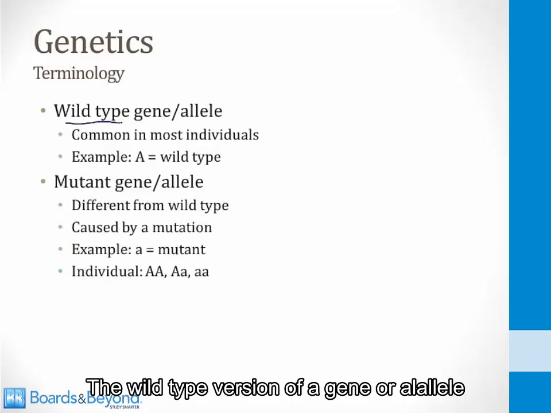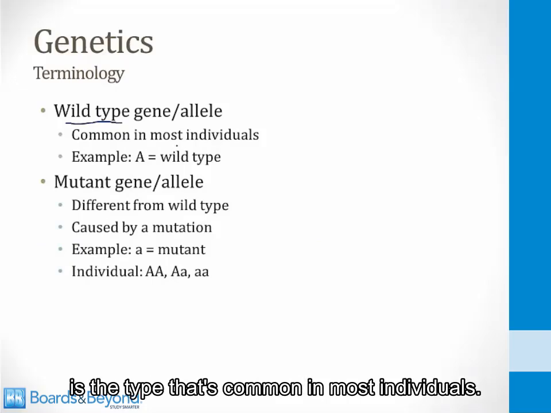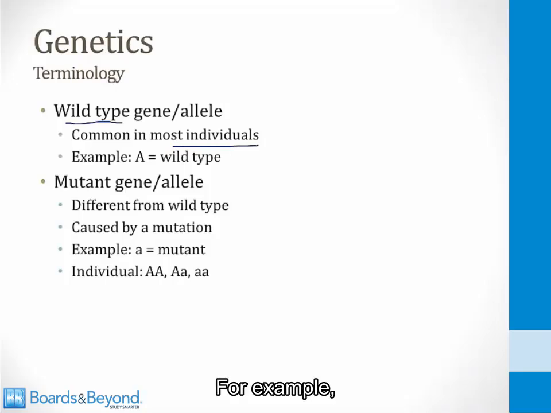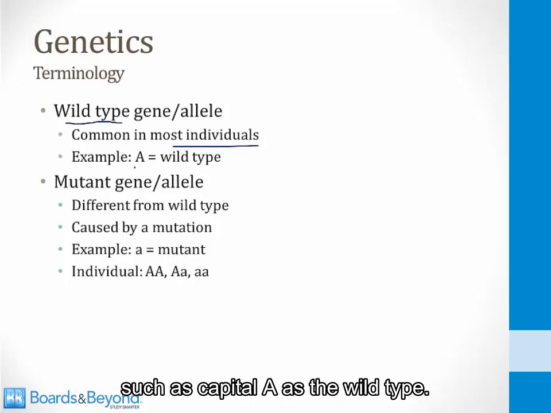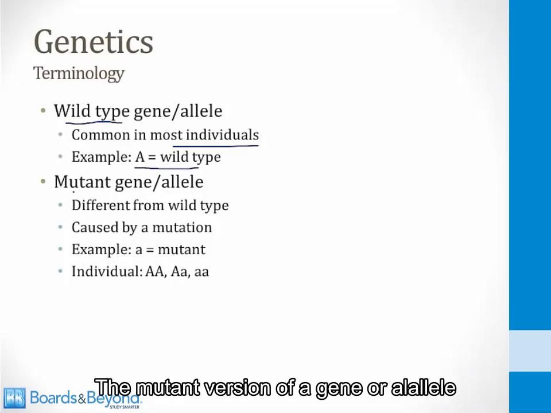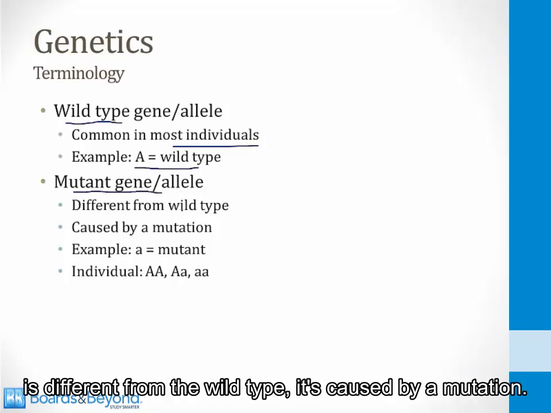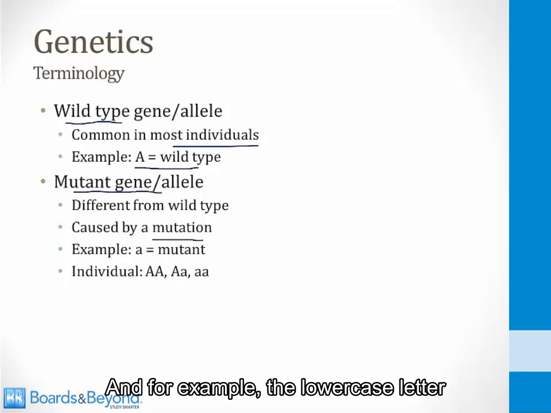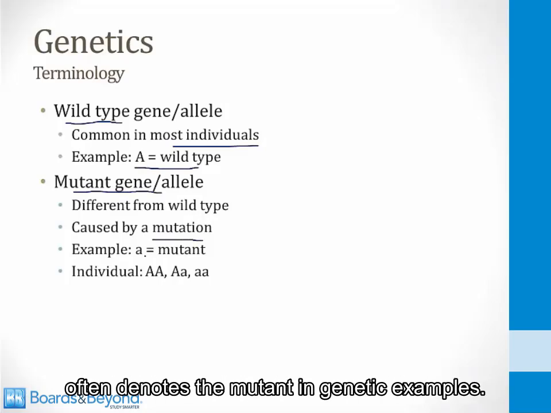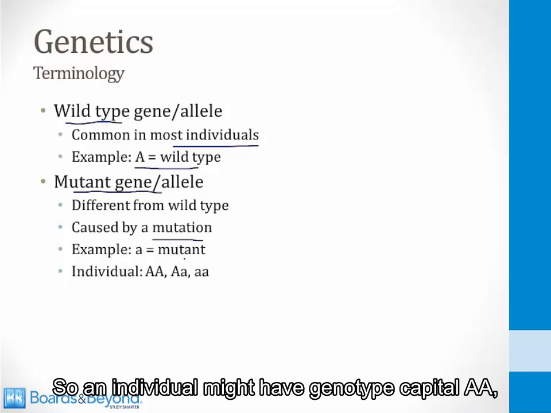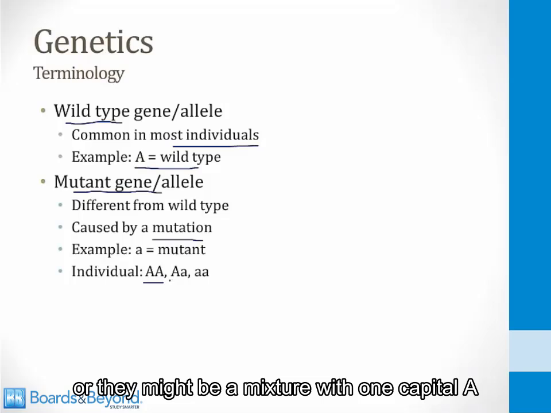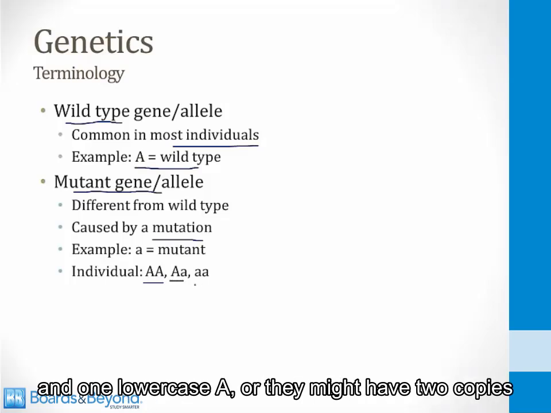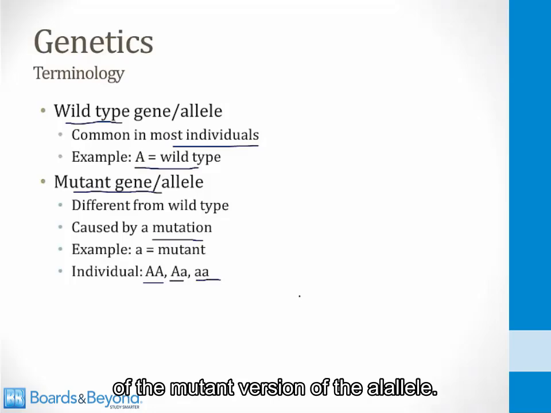The wild-type version of a gene or allele is the type that's common in most individuals. For example, for many genes that come in more than one allele, they will say the capital letter version of the gene, such as capital A, is the wild type. The mutant version of a gene or allele is different from the wild type. It's caused by a mutation, and the lowercase letter often denotes the mutant in genetic examples. So an individual might have genotype capital AA, meaning they have two wild type or normal versions of the gene, or they might be a mixture with one capital A and one lowercase a, or they might have two copies of the mutant version of the allele.